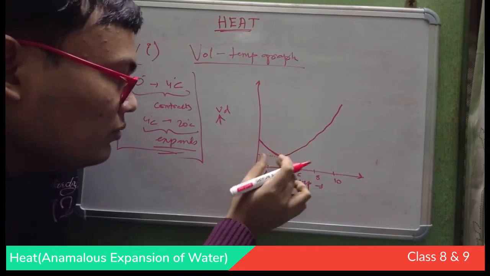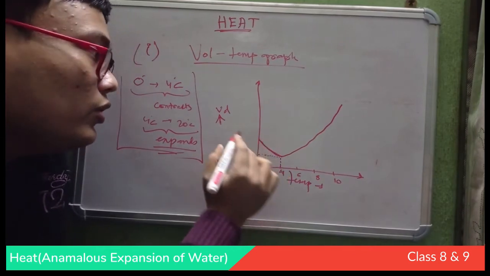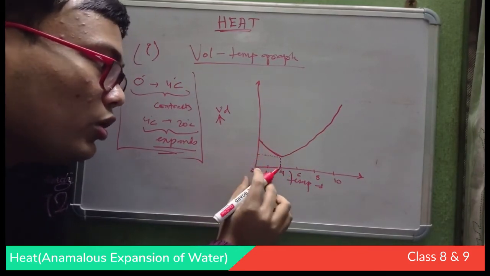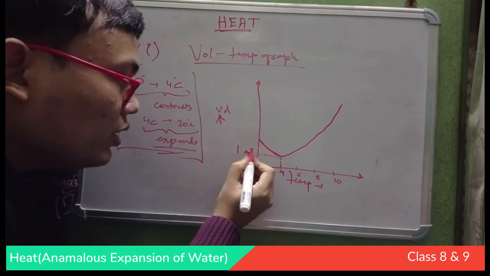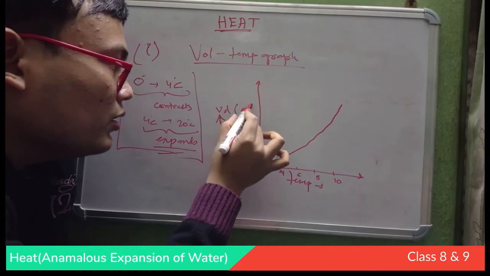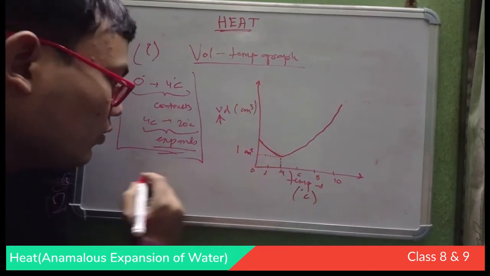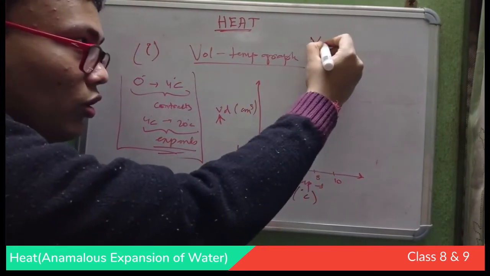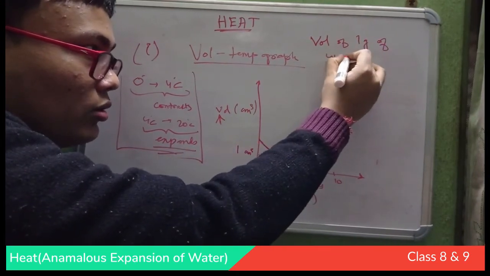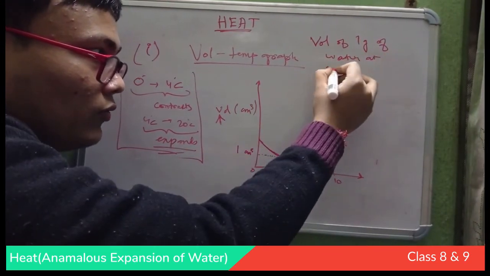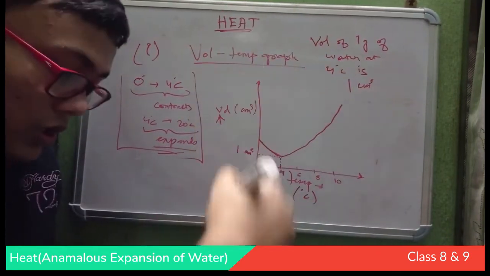The minimum volume is seen at 4 degrees Celsius, and it is observed that the volume of 1 gram of water at 4 degrees Celsius is 1 centimeter cube. We have expressed volume in centimeter cubes and temperature in degrees Celsius.